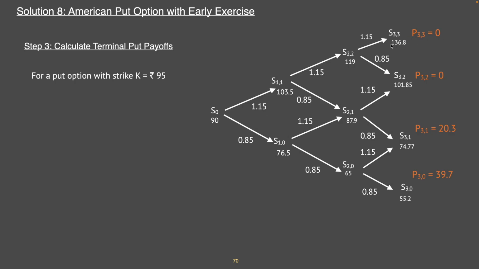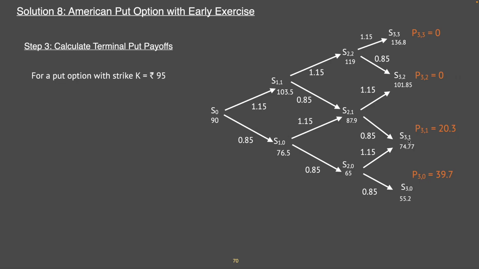You can easily see that the value of S33, which is 136.8, is higher than the strike price. Obviously, this option is going to expire worthless. Here also, the value of 101.85 is greater than 95, and since we are considering a put option, since the stock price is greater than the strike price, the option is going to go worthless. Hence, the value of the option price will be 0.